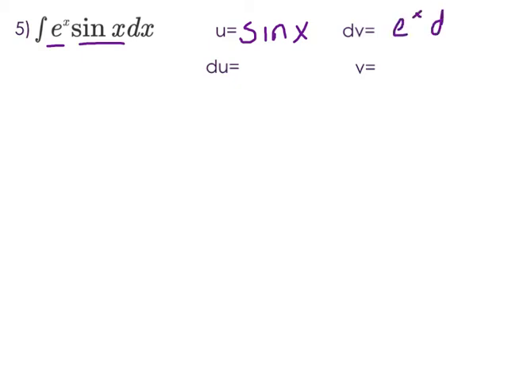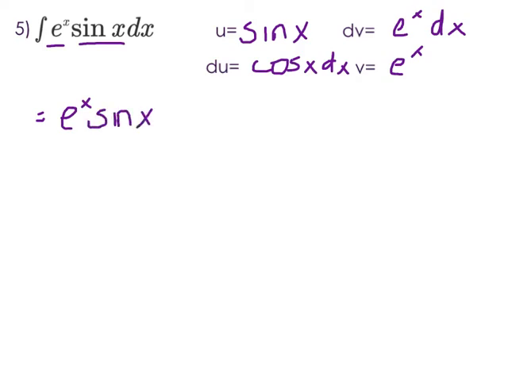Go ahead and pause and find me du and v, and then come back to me. So if u is sine x, du is cosine x dx. And if dv is e to the x dx, when I integrate to find v, I'm going to get e to the x. And I'm going to do uv minus the integral of v du. So I'll have uv, e to the x times sine x, I'm going to put my trig at the end, minus the integral of v du, so e to the x times cosine x dx.